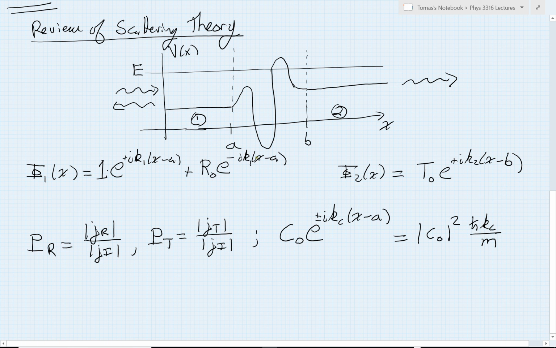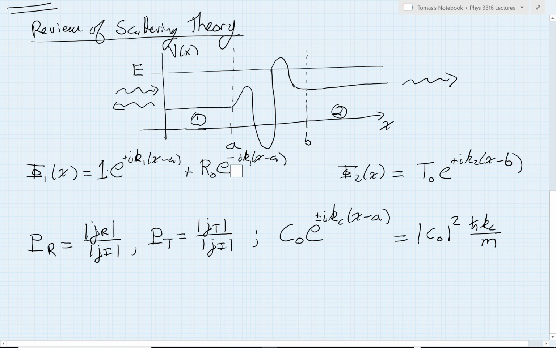Again, this is now a minus sign because it's a backward traveling wave, and I center things appropriately at a. In region 2, you take the same solution and identify the pure state of momentum on the right, which now has wave vector k2. It's written so that you are centered appropriately for the boundary point x equals b, and whatever the prefactor in front of that is, we call t naught.